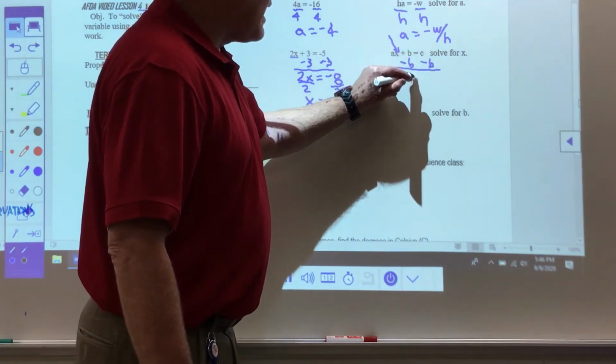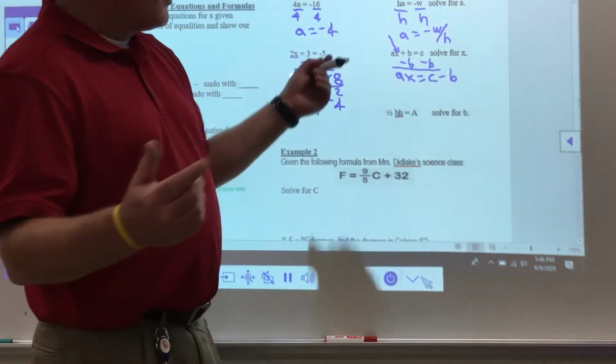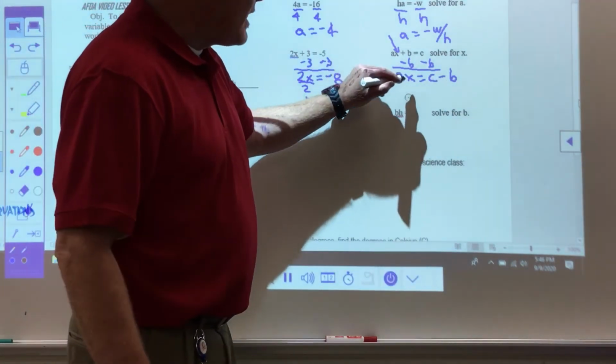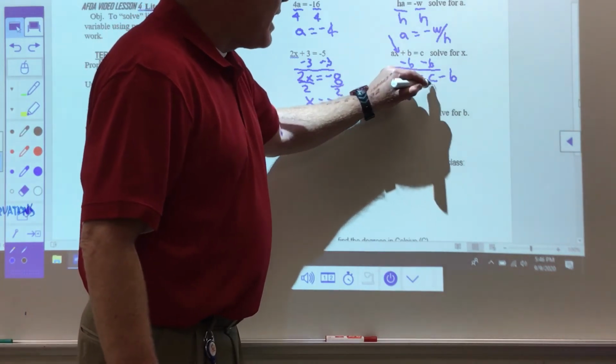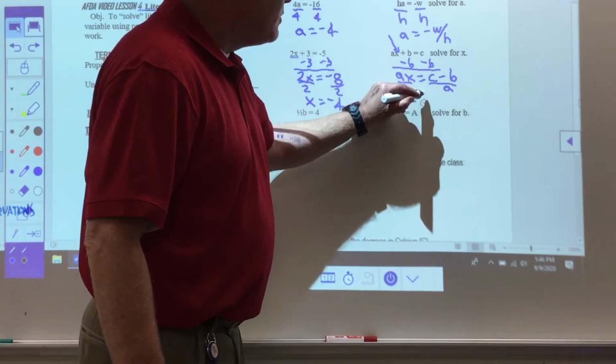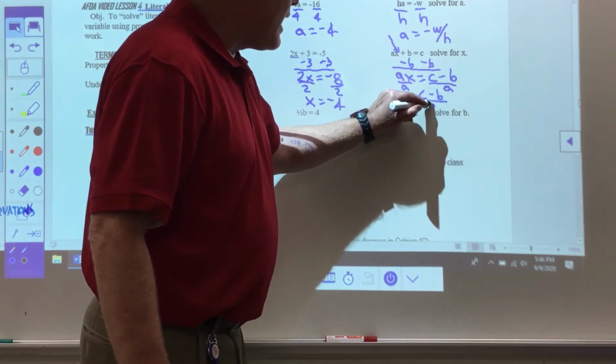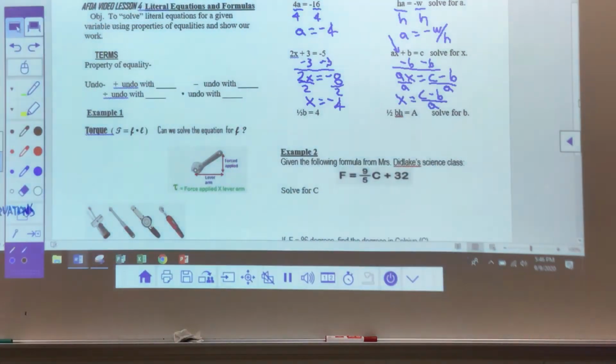and we get AX is equal to C minus B. We're still looking for X, so we got to get rid of that A that's multiplying, so we divide both sides by A. So we get X is equal to C minus B all divided by A. Squeezing that in there. Okay?